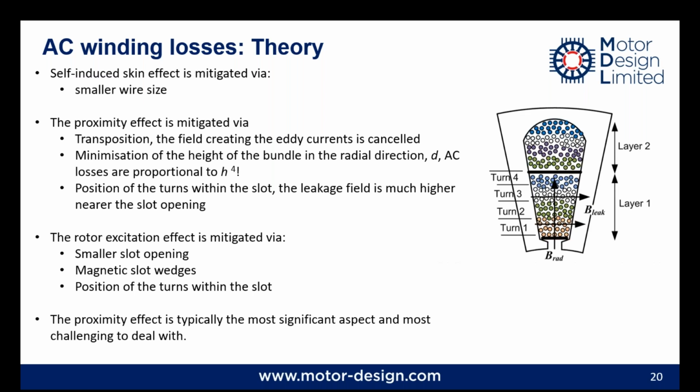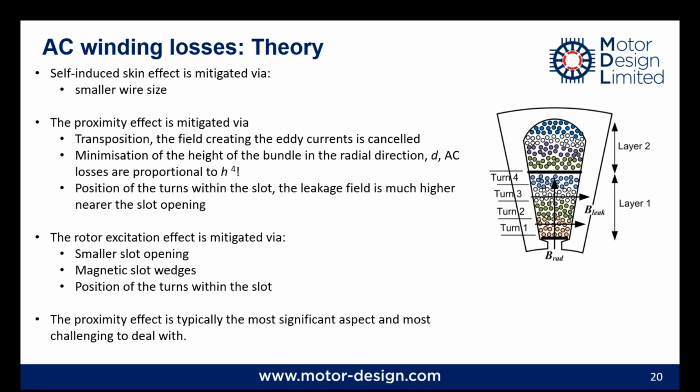The other important thing that you can do is look at the height of the bundle in the radial direction. So if you look at this picture here that I've got on the right-hand side of the screen, this shows a winding cross-section with a multi-stranded winding, and you've got the different turns highlighted in different colors and multiple strands making up that turn. And the height of that turn, up and down the slot, has a huge impact on the level of AC losses due to the proximity effect. It's actually that height to the power of 4 that it's proportional to. So you can see that small changes to that height can make a massive difference to the amount of loss.